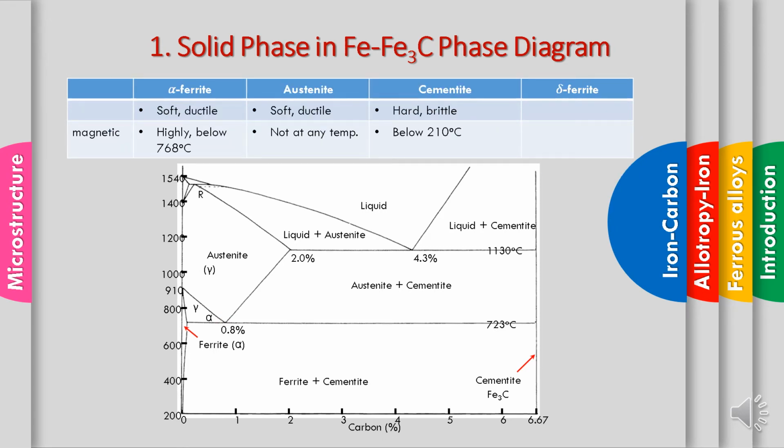And finally we have the magnetic properties. The alpha ferrite is basically soft and ductile, and it is highly magnetic below 768 degrees Celsius. And the austenite, in this region, is basically soft and ductile. And then the cementite is very hard and brittle. This is below 210 degrees Celsius.